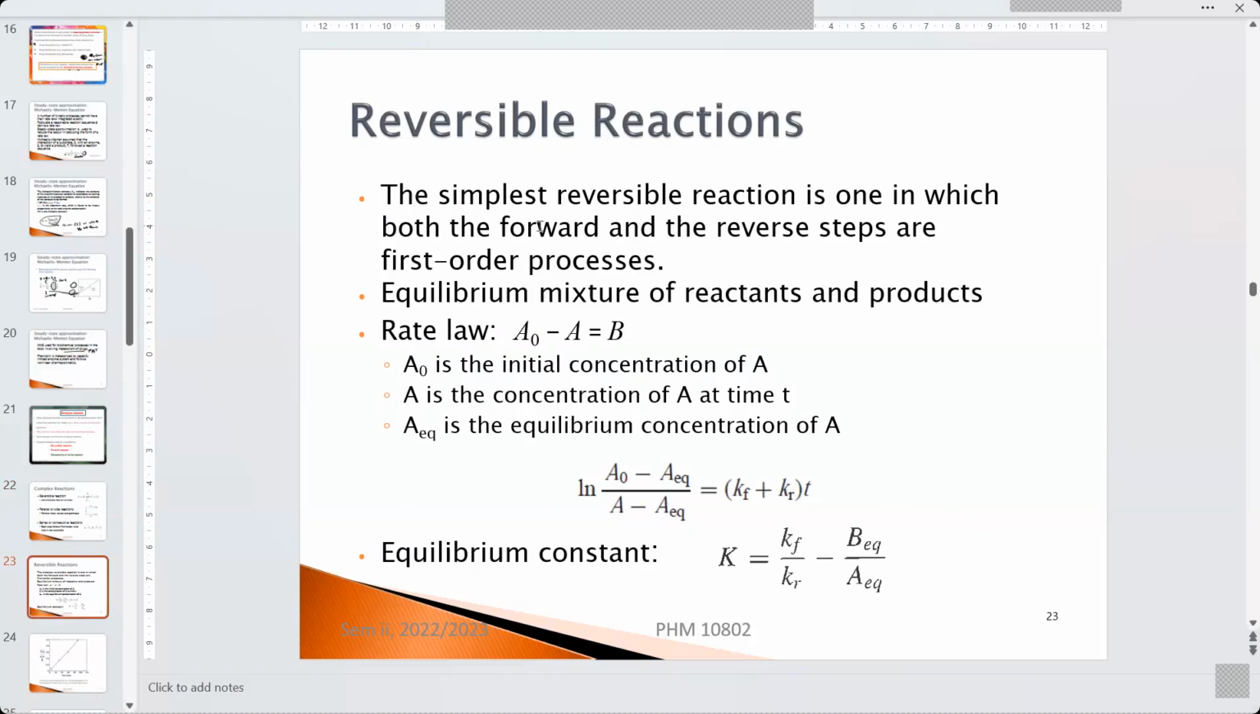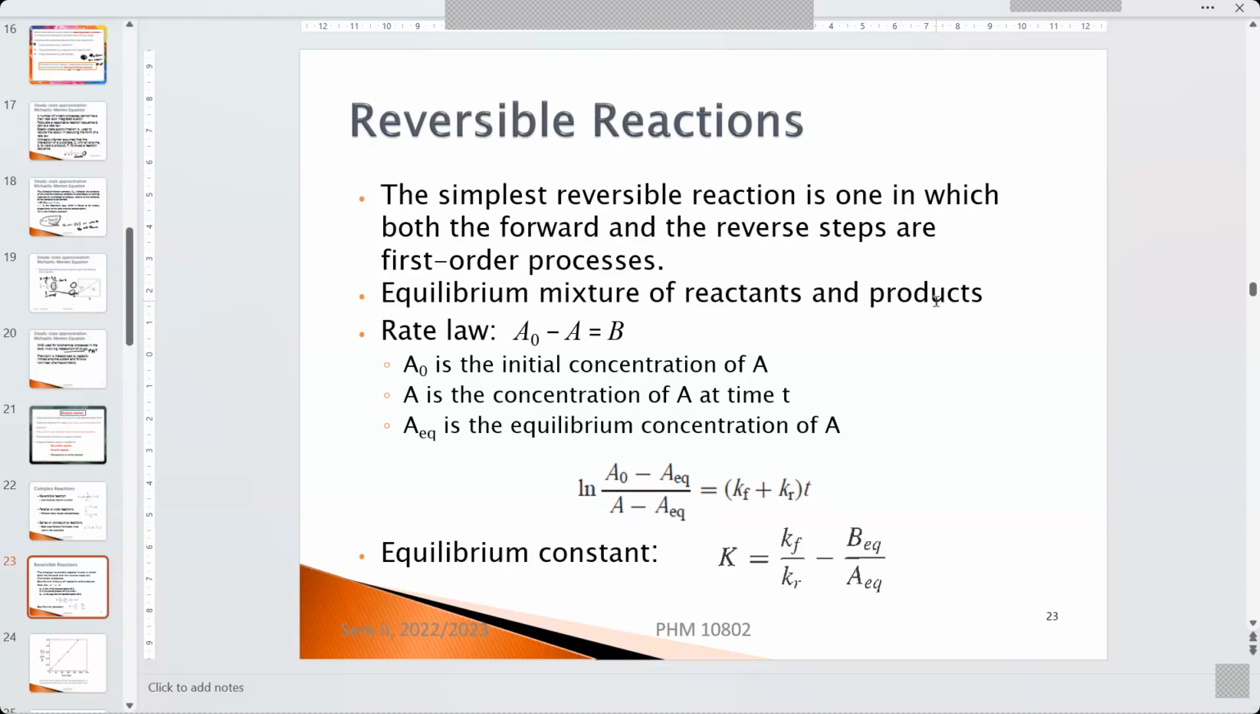So for reversible reactions, the simplest reversible reaction is one in which both the forward and the reverse steps are first order processes. In reality, things may be more complicated, so in the simplest one, both of them are first order. Equilibrium mixture of reactants and products. As we said, at the beginning you mix A and B, and the reaction will proceed until you reach the equilibrium point. And at equilibrium, you have a mixture of reactants and products.